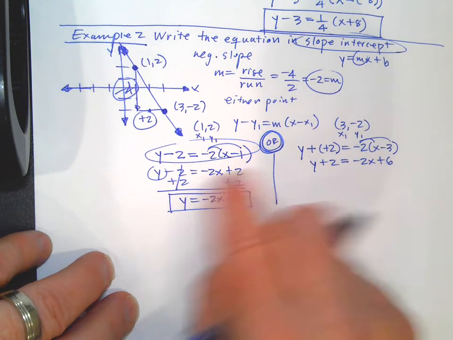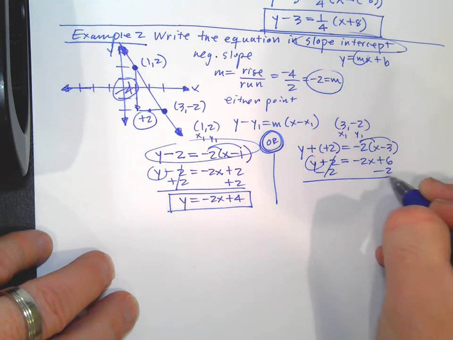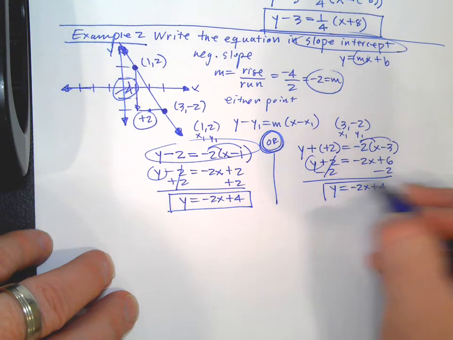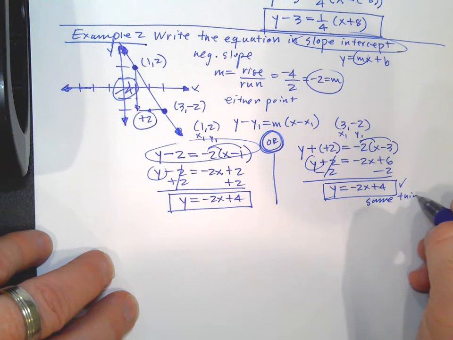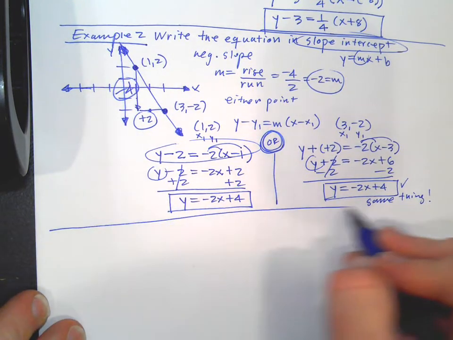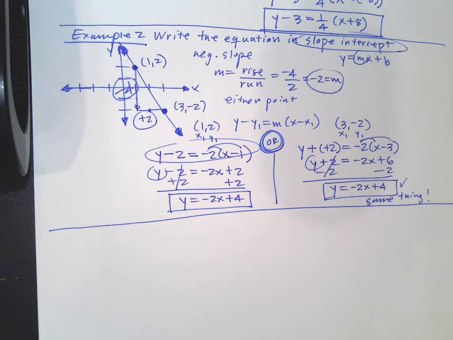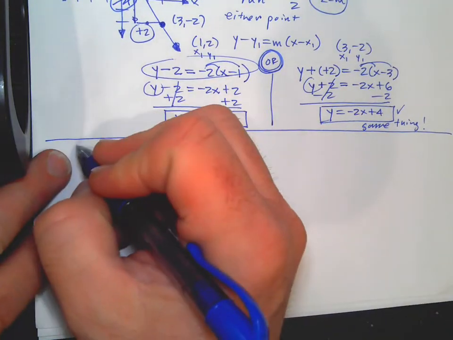Still doesn't look like this one, but then we're trying to get the y by itself, right? So we've got to subtract 2 from both sides. You get y equals negative 2x plus 4. It's the same thing, right? It's the same thing. So you don't need to do it both ways. You just need to do it one way. I just want to prove to you it doesn't matter what point you use. Now, I usually use the point that maybe has small numbers, maybe doesn't have negatives, maybe doesn't have fractions, if one of them has fractions. So, I mean, there might be an easier choice, but they're both going to give you the same thing in the end.